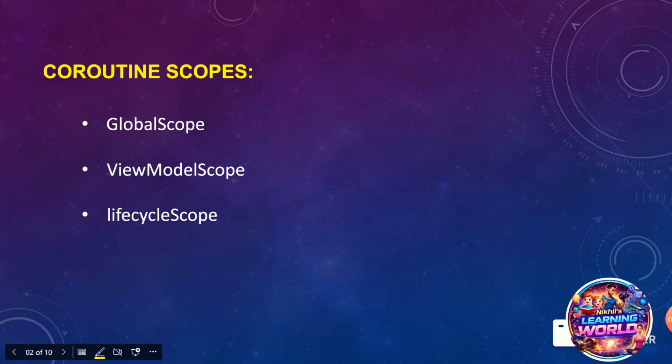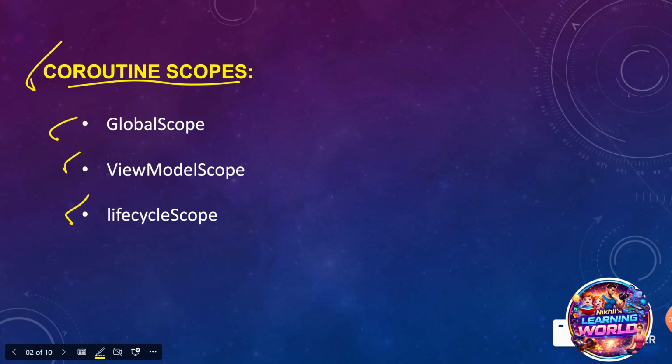So let's come to the point and see coroutine scope. Coroutine scope defines the life cycle and boundaries of coroutines, basically how long they live and when they get cancelled. When a scope is cancelled, all its coroutines are cancelled, and it helps to avoid memory leaks and crashes. So that's about the coroutine scope.